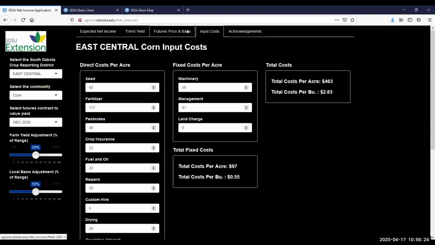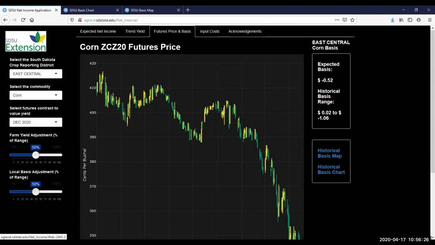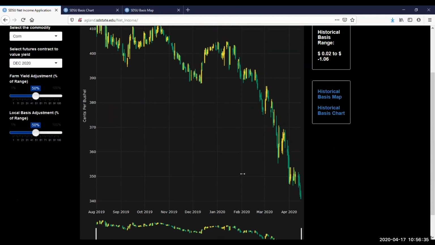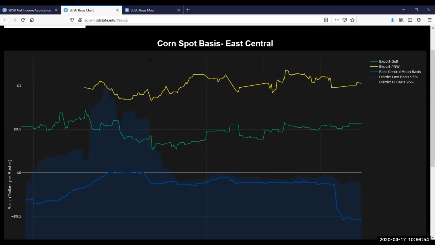If we go to the futures and price or basis tab, this is what the current futures are for December 2020 corn. And you can see we've had kind of a fall off in the situation there. Other components that you can look at on this tab are the historical basis maps and the historical basis charts. Those will open up for you in different internet tabs. So I have them open here.